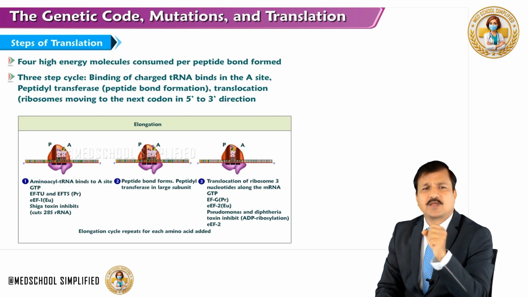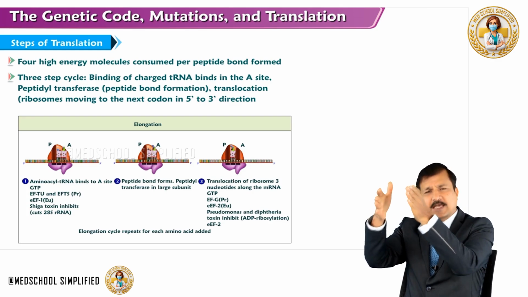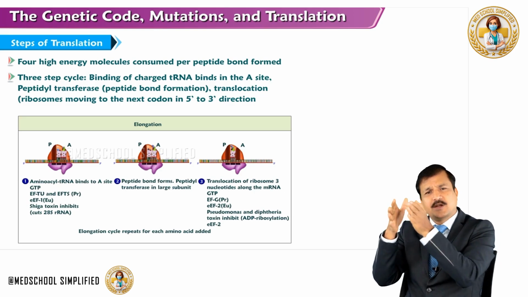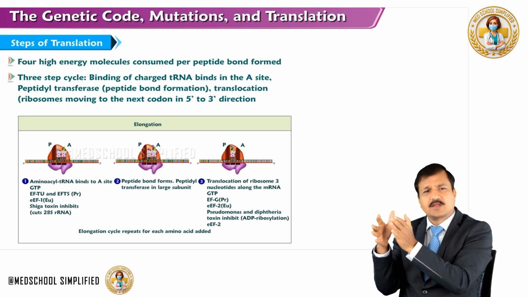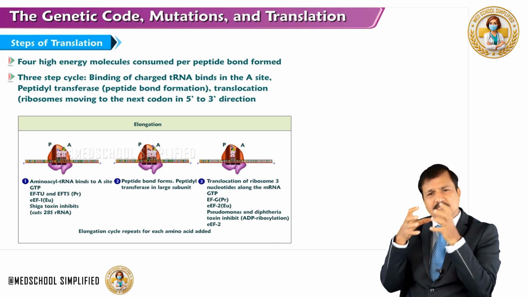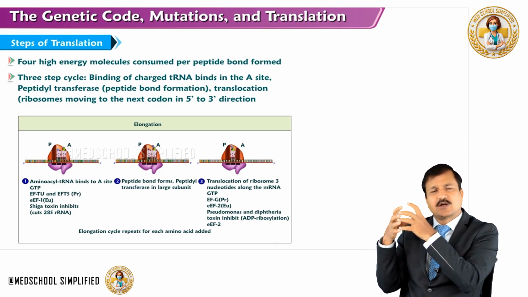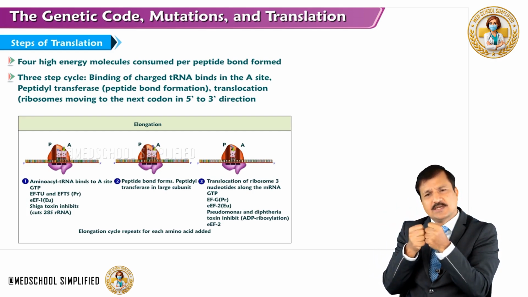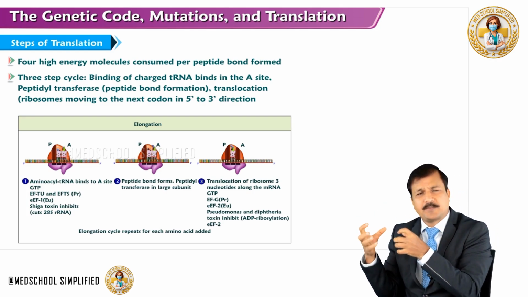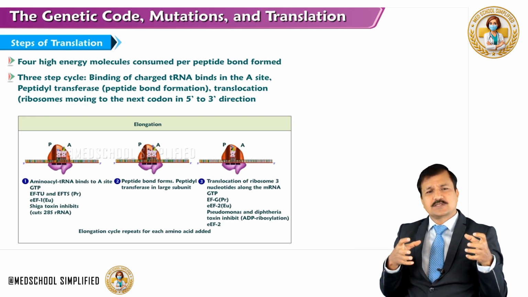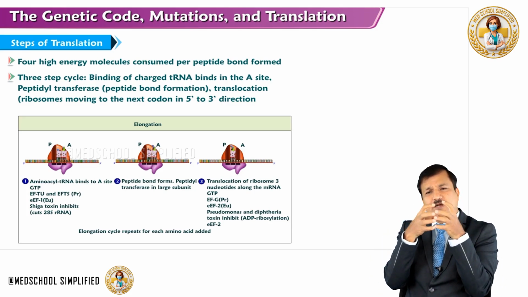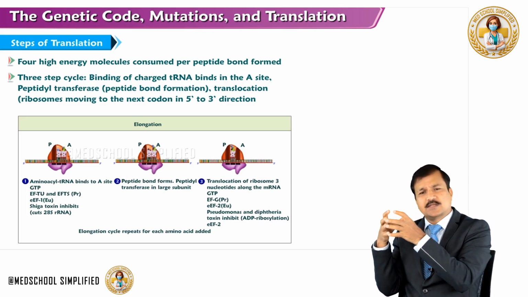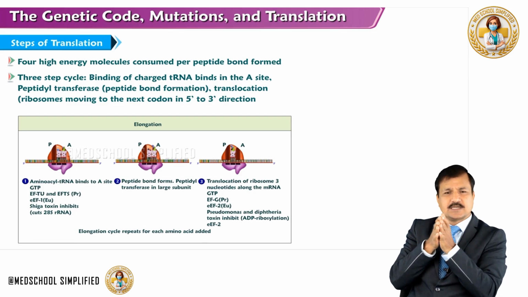The 3 steps are: a charged tRNA binds to the A site. A particular aminoacyl tRNA is determined by the mRNA codon aligned with the A site there. And then the peptidyl transferase, an enzyme that is part of the large subunit of the ribosome, forms the peptide bond between the new amino acid and the carboxyl end of the growing peptide chain, which is there in the P site. The bond linking the growing peptide to the tRNA in the P site is broken, and the growing peptide attaches to the tRNA located in the A site.